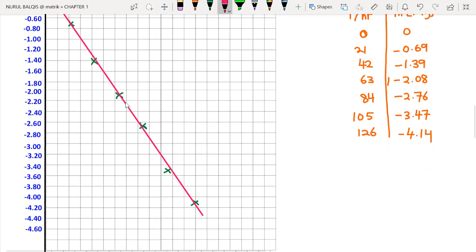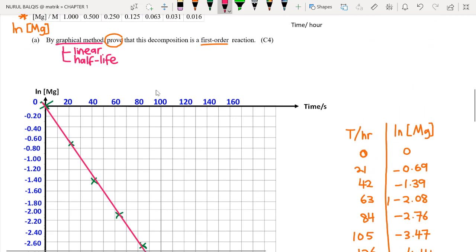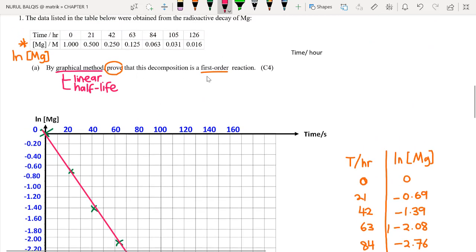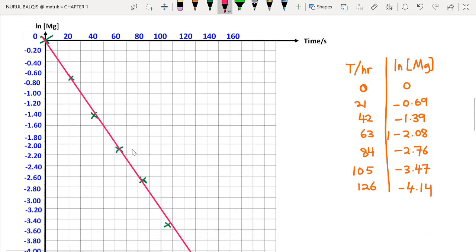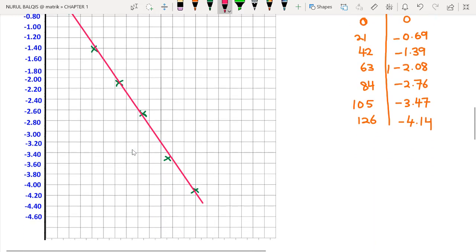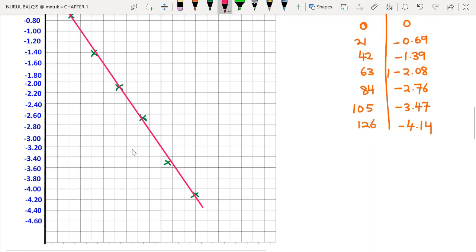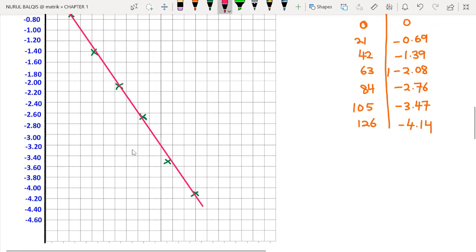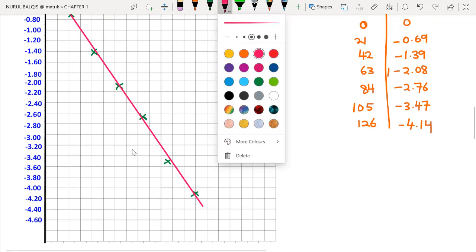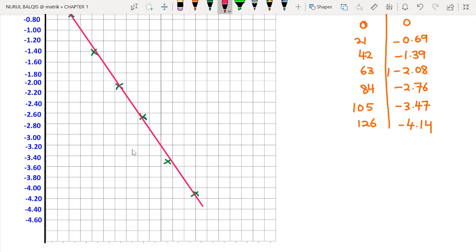So is this the end of the world? Nope. Prove that the decomposition is a first order reaction. Since you have already done the linear graph, you can already say that this is a first order reaction graph. So you need to state that the straight line proves that the reaction is first order. So make some statement here.